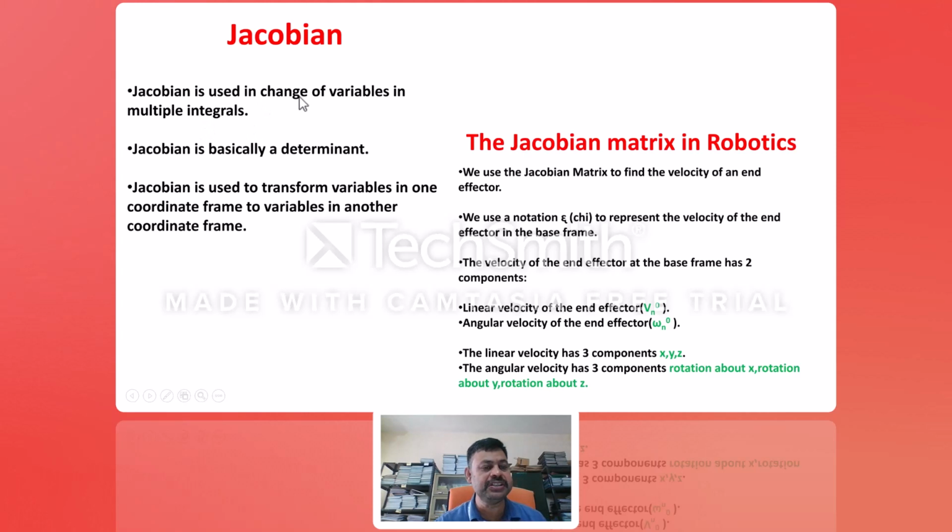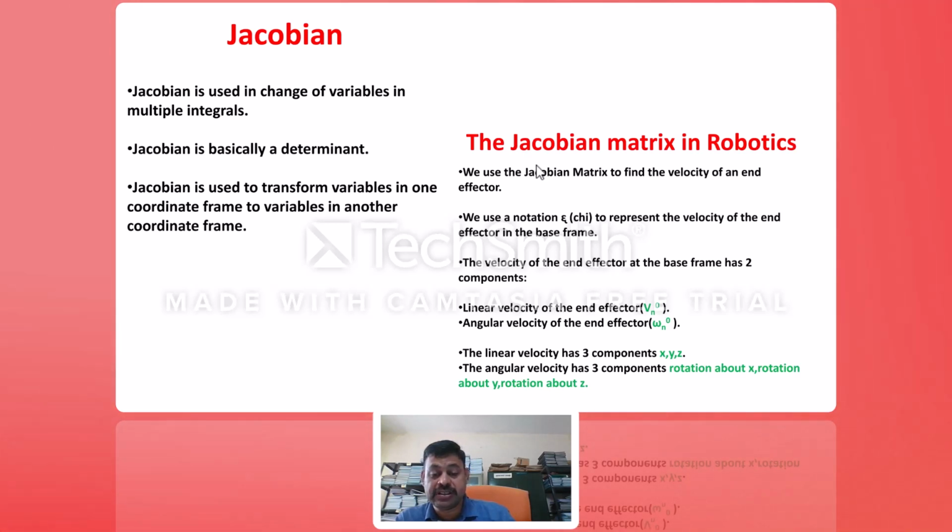Jacobian is used in change of variables in multiple integrals. It is basically a determinant, almost like a constant. It is used to transform variables from one coordinate frame into another. The real use of the Jacobian matrix is to find the velocity of the end effector. So end effector velocity is important. Previously we said velocity is an important component. For that, the Jacobian matrix is very important.